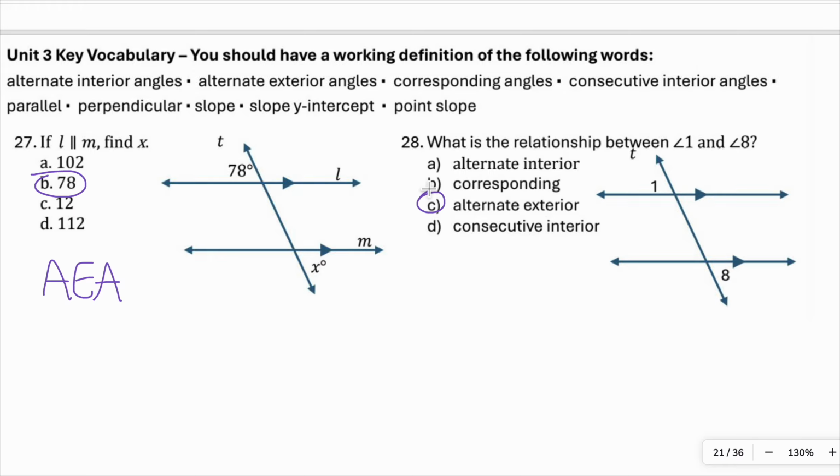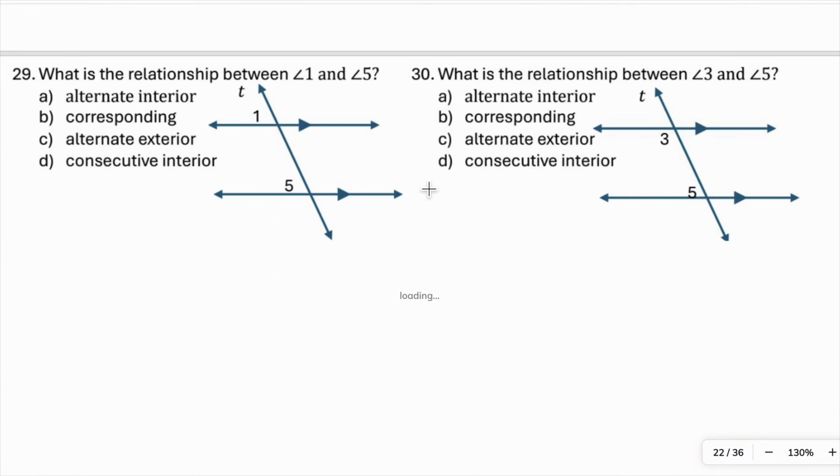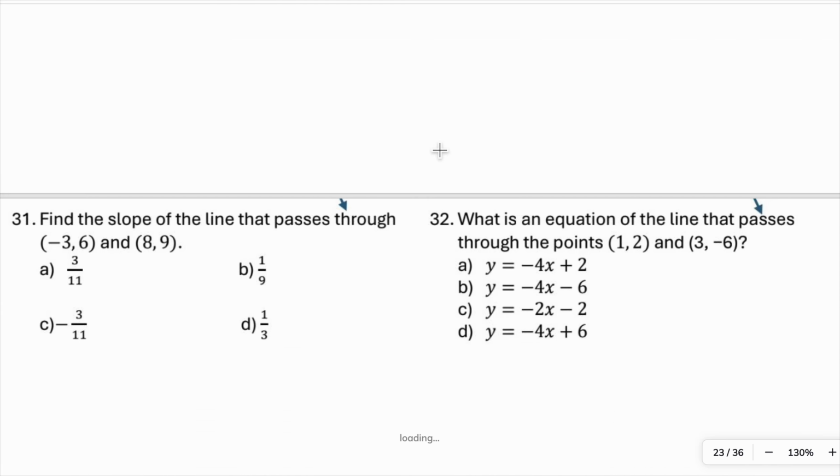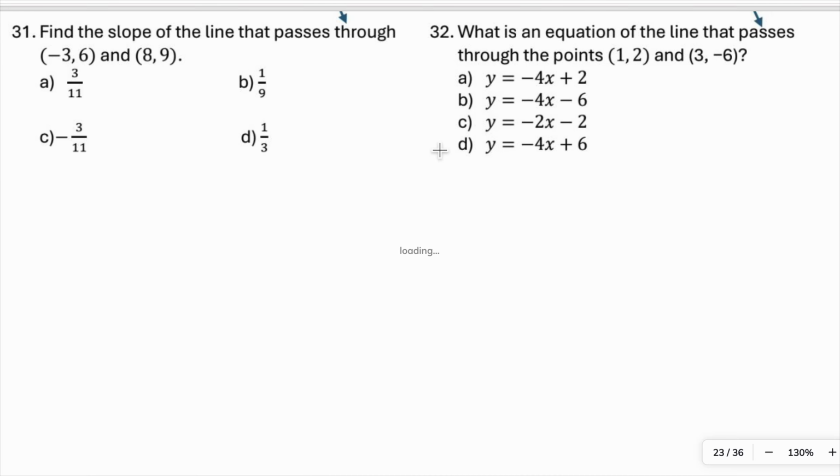Okay, let's flip the page. Next up, we have question 29, the relationship for 1 and 5. These are corresponding angles. And then for question 30, the relationship for 3 and 5, those are consecutive interior angles. Find the slope of the line that passes through -3, 6 and 8, 9.